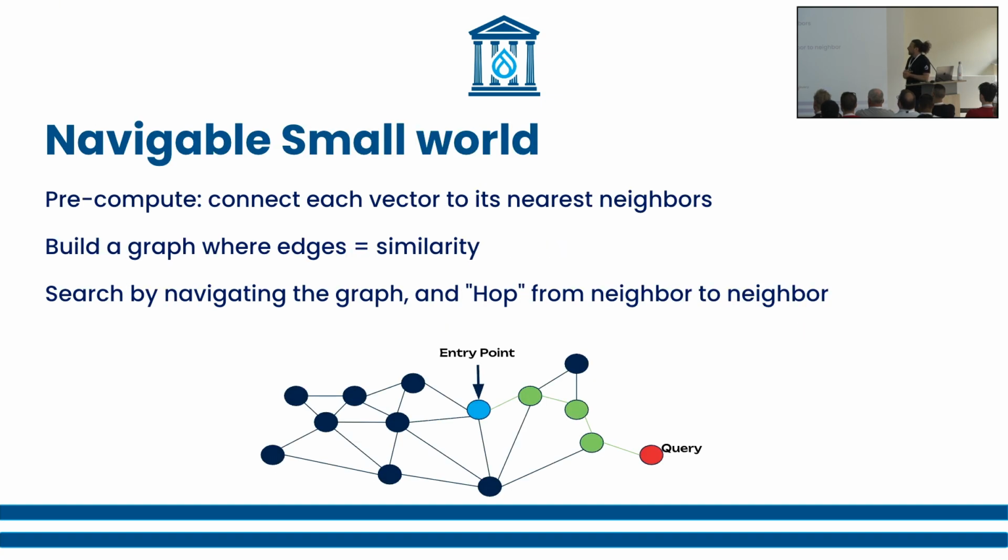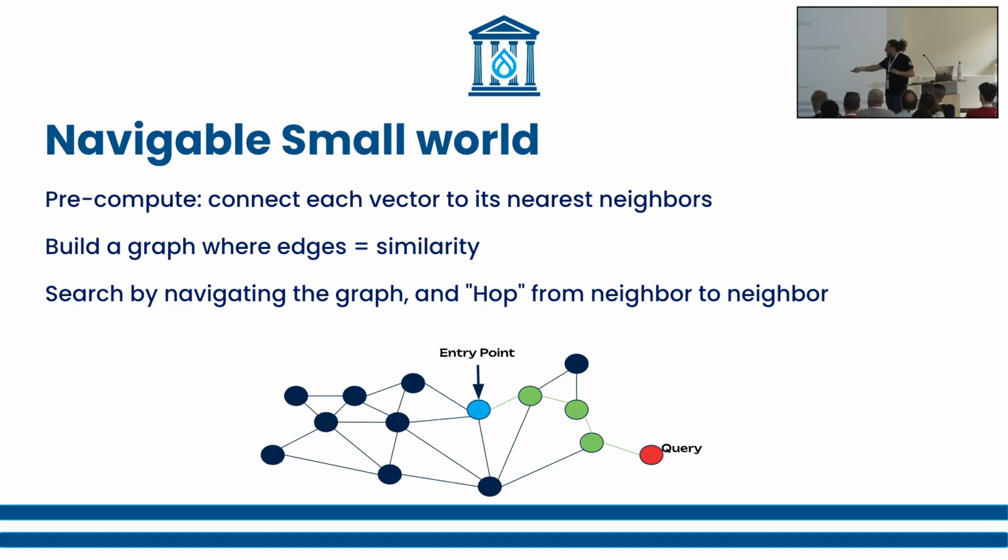Then we have the ANN, which is the approximate nearest neighbor, and we have variations. One of the algorithm families from the ANN is the navigable small world. It does not load all the vectors. It does not compare all of them. What it does is start searching, closer one by one, to the query among the documents that we have.